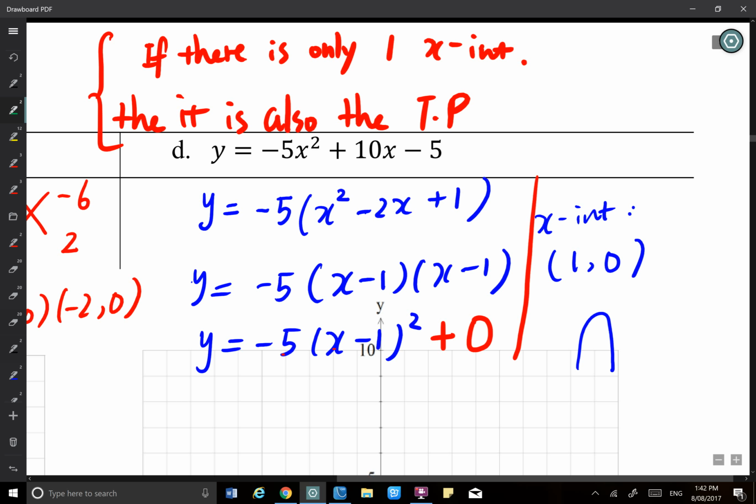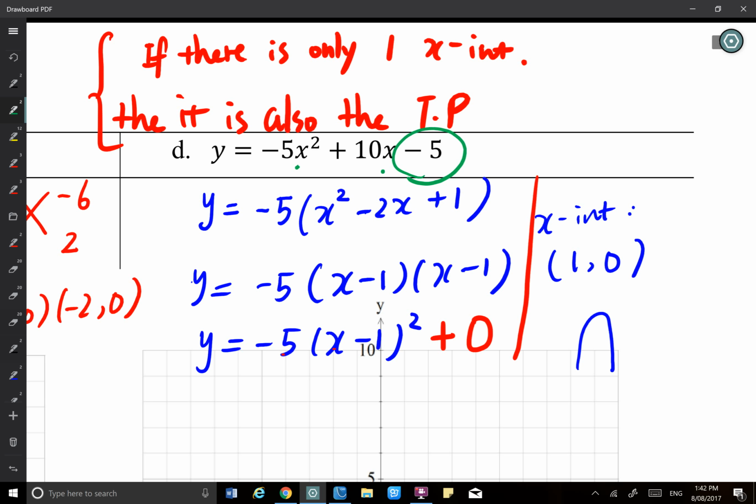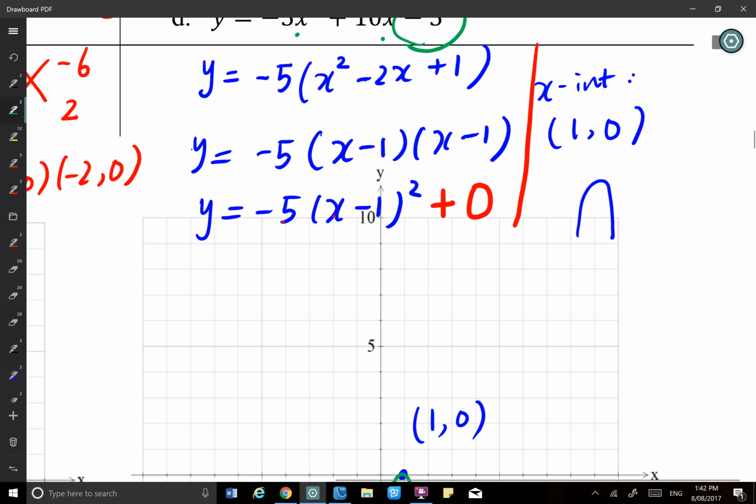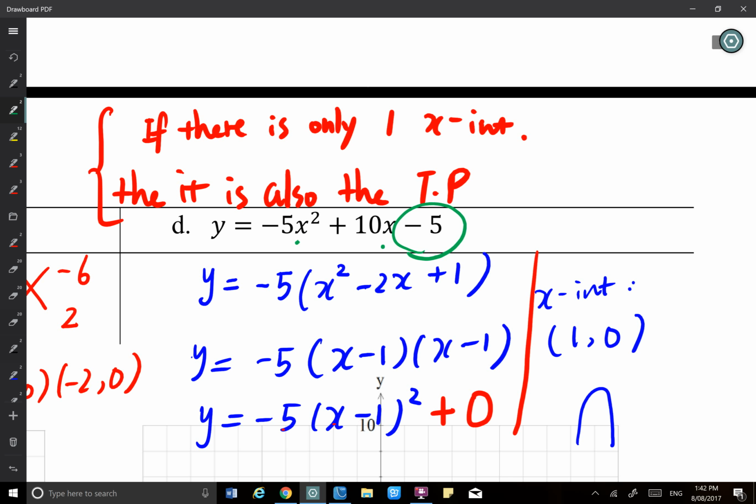From the general equation, I can directly tell the y-intercept, which must be the constant, because all these x become 0, and you will have the constant at the back, which is minus 5, as the y-intercept. So the general equation is very easy for me to find minus 5 as the y-intercept. Just instantly, I can tell minus 5 is the y-intercept.